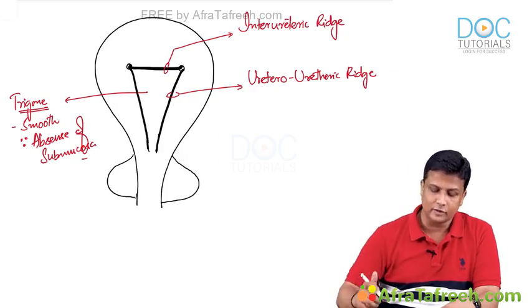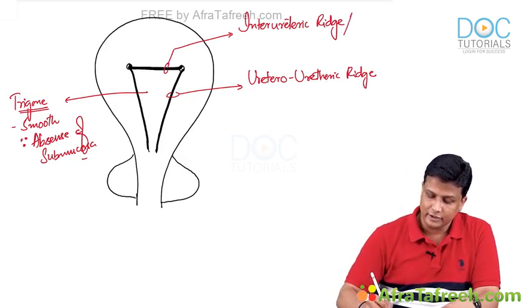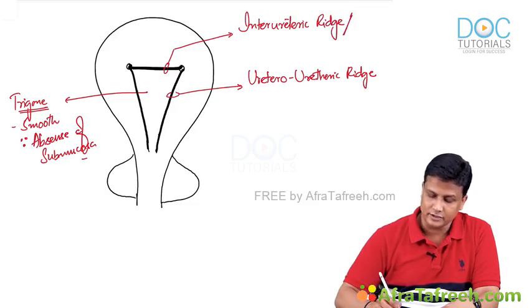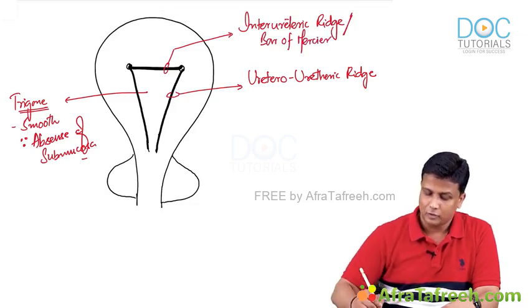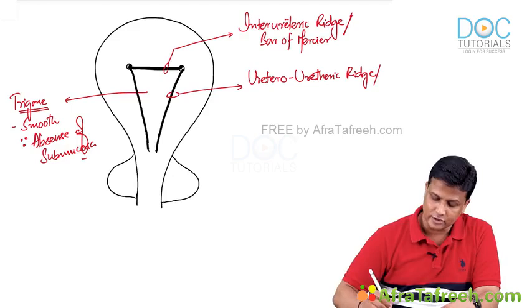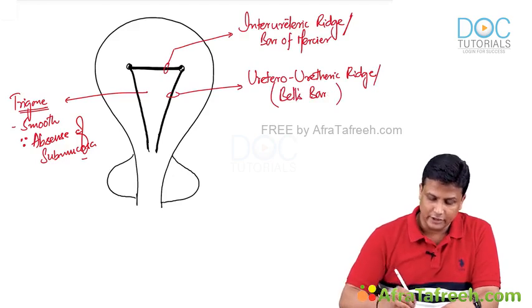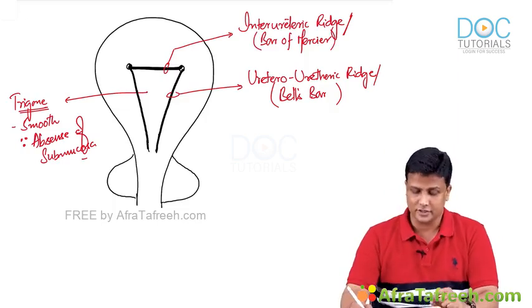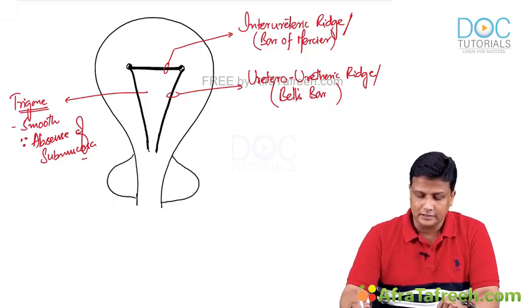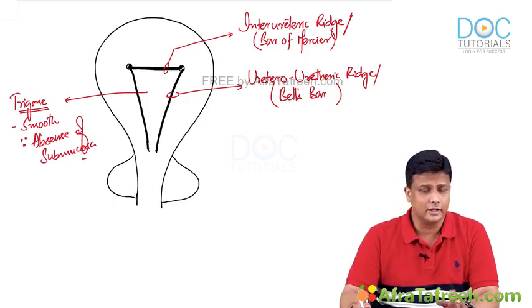First, learn the another name of this one. The interureteric ridge, this one is also known as the bar of Mercier. Whereas the uretero-urethric ridge, this is also known as the Bell's bar. So interureteric ridge is also known as bar of Mercier, whereas uretero-urethric ridge is nothing but Bell's bar.